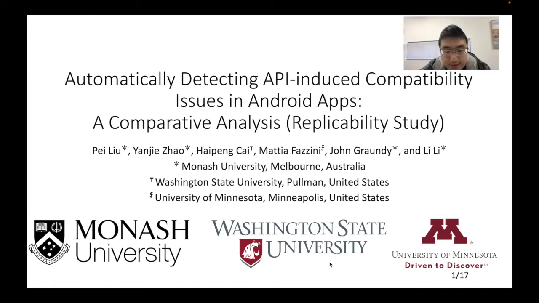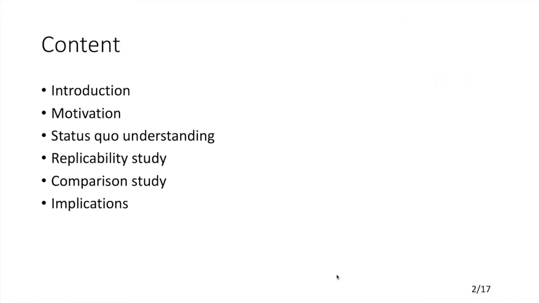Today I will present our paper, Automatically Detecting API-induced Compatibility Issues in Android Apps: A Comparative Analysis. Today's presentation contains 6 sections. I will begin with introduction and then motivation, status quo understanding, replicability study, comparison study, and finally end up with implications.